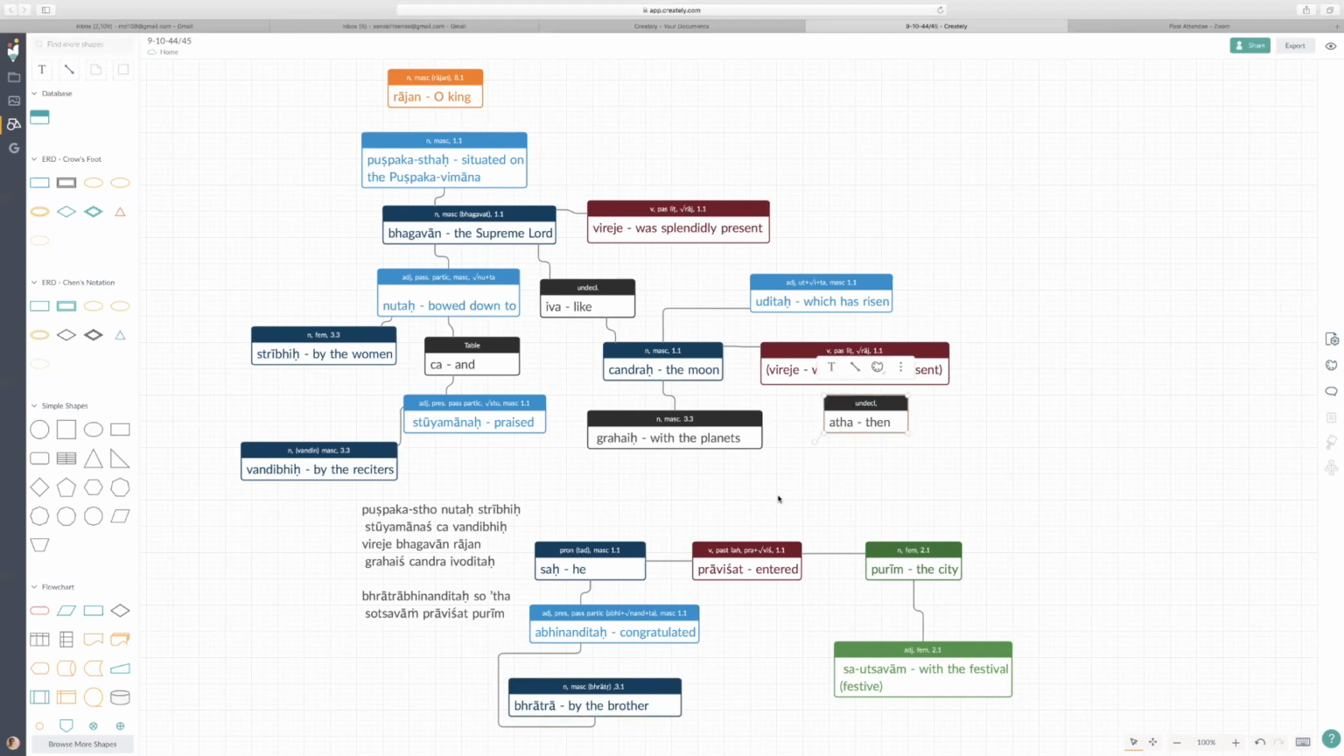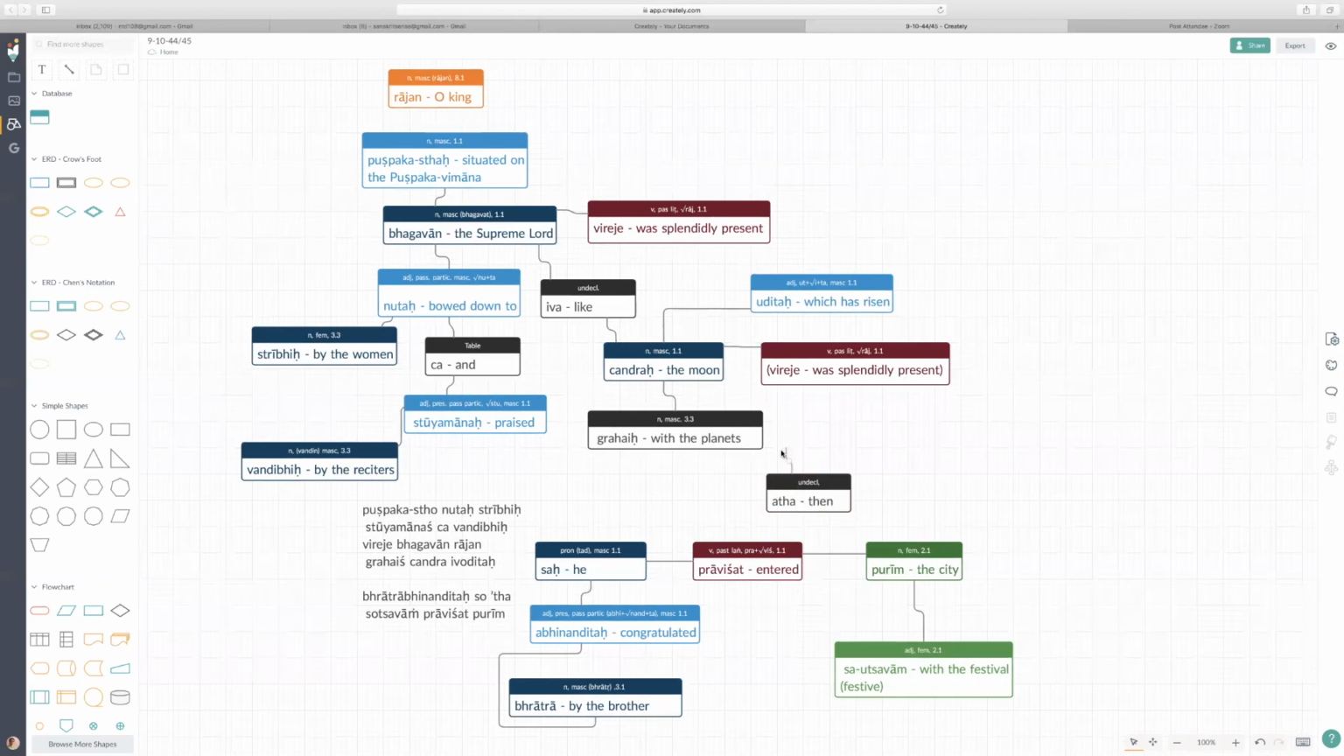Atha has to be connected. Oh, yeah, Atha. So he was present and then he entered, just connecting both sentences through the verbs. He was doing that and then he did this. Okay, any questions? All right, then that's all for today.